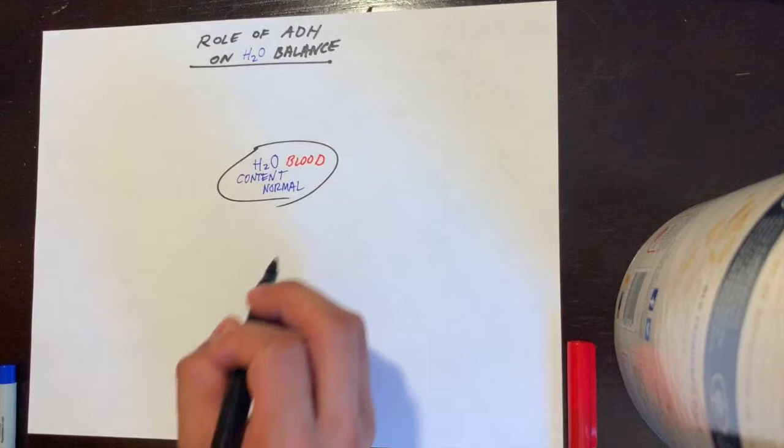As blood osmolarity decreases, a negative feedback mechanism reduces osmoreceptor activity in the hypothalamus and ADH secretion is reduced. Now, in the next part of this video, we'll go over the steps of how H2O blood content returns to normal.